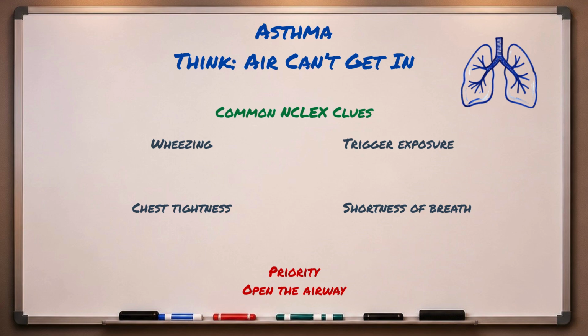Common NCLEX clues include wheezing, chest tightness, shortness of breath, and exposure to a trigger. The trigger may be pollen, dust, or dander. Whatever their allergy is, the presence of a trigger is often the clue that helps identify asthma. When you see wheezing plus a trigger, your asthma alarm should start going off. And remember the priority. Open the airway.